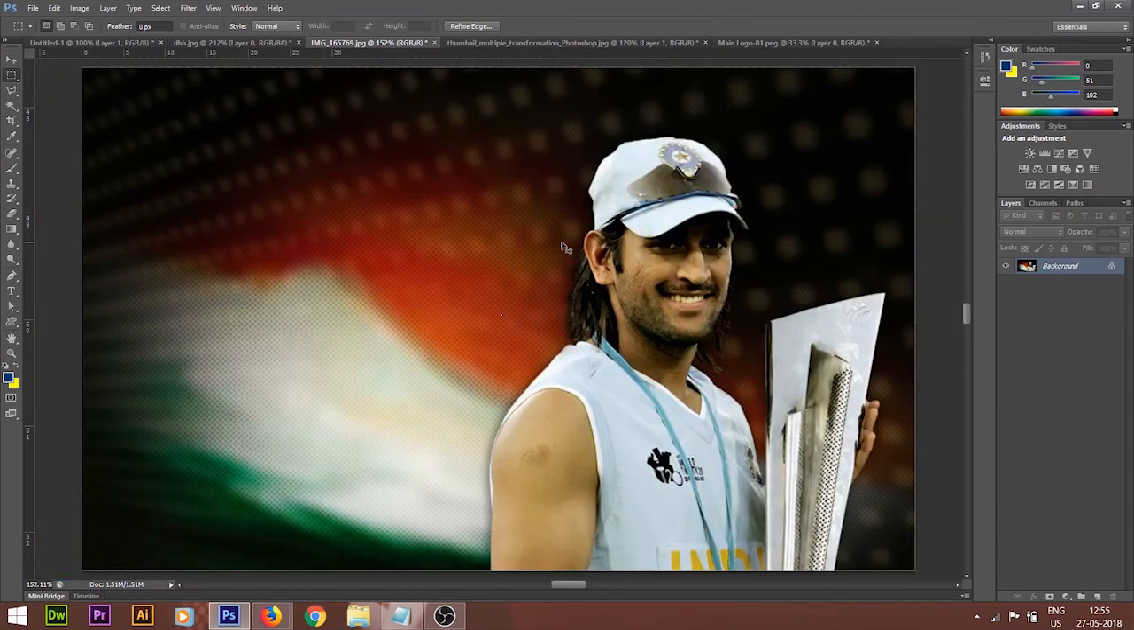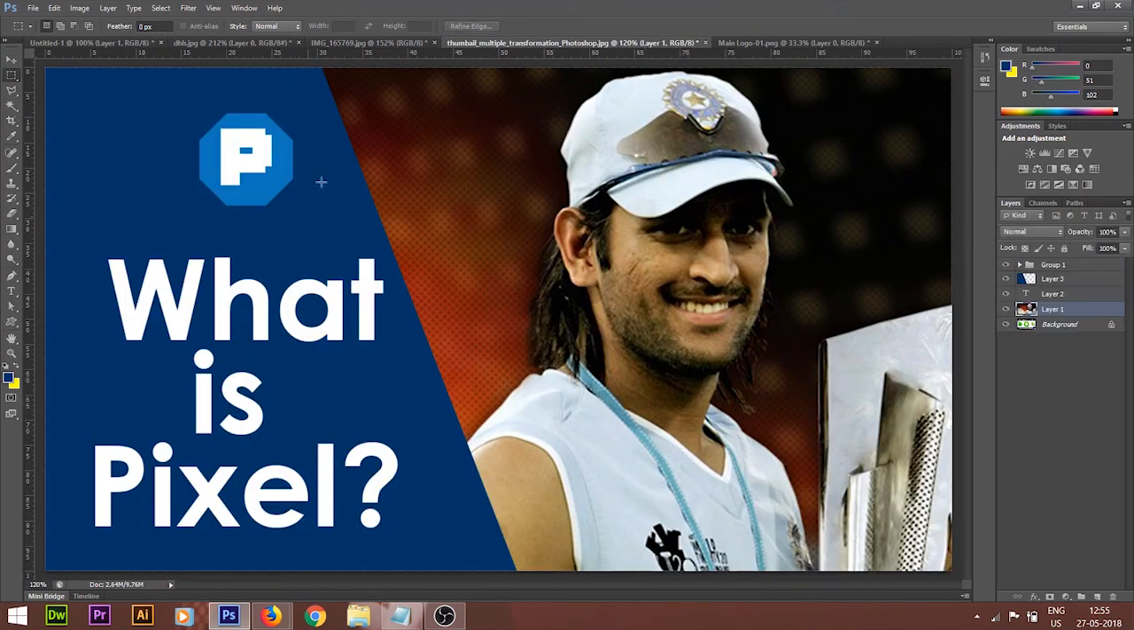So this is what we call pixels, and this is what the title of the thumbnail is, what is a pixel. Pixel is nothing but the picture element, the smallest element of any image, that is called a pixel. I hope you understand what a pixel is.